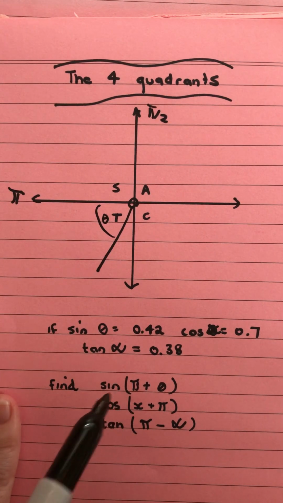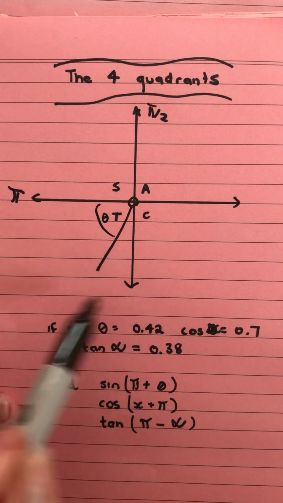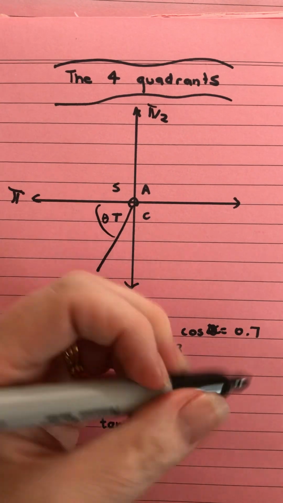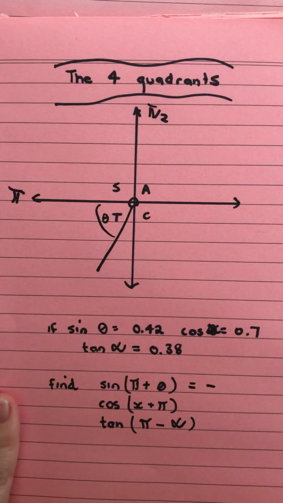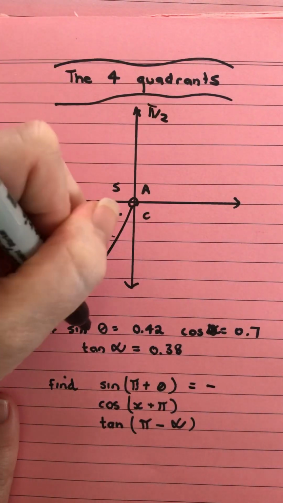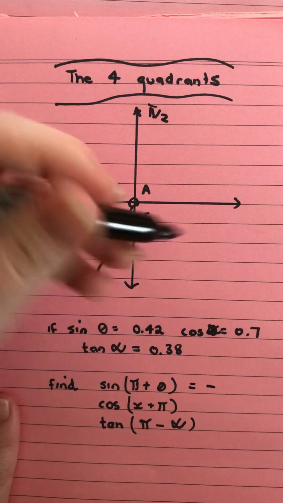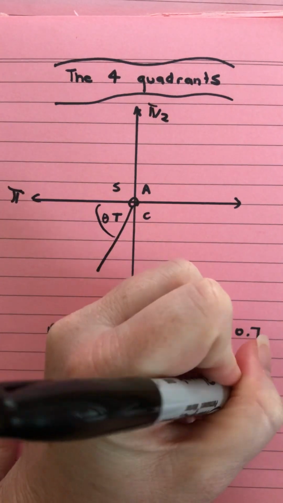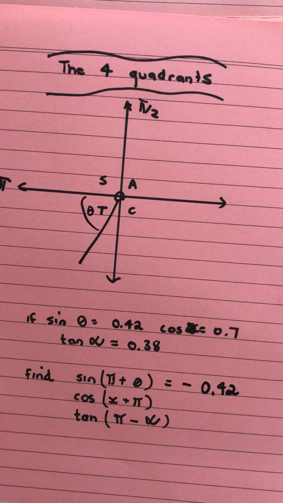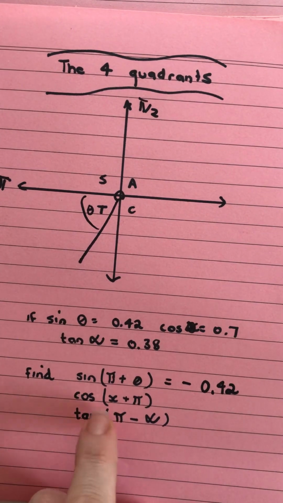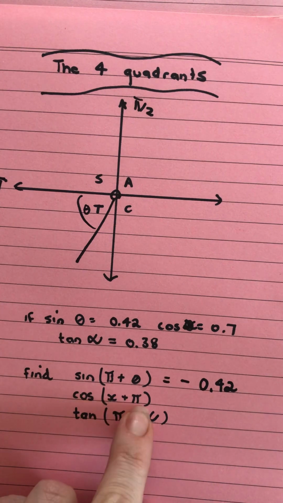So if we've got sine of that angle, in that quadrant, sine is negative. So we know that it's going to be the negative version of whatever sine was equal to in the first quadrant, and we know the sine theta was 0.42, so we can say that it is negative 0.42. So we're just finding if it's going to be positive or negative depending which quadrant it's in.